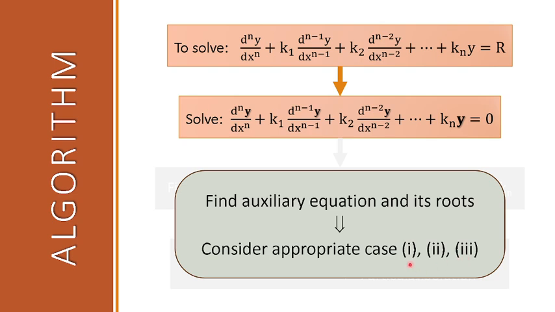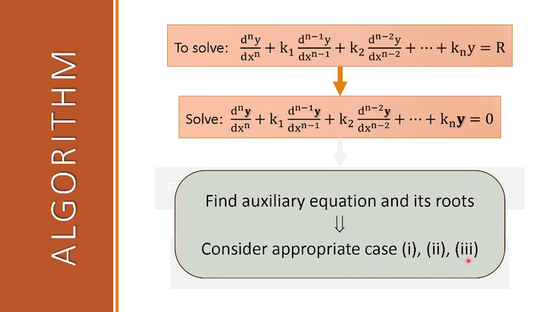Just as a revision, case 1 is the case where there are real roots and all the roots of the auxiliary equation are different from each other, they're distinct. Case 2 is the case where some of the roots are equal to each other, but all the roots are real. Case 3 is the case when some roots could be complex but conjugate to each other.